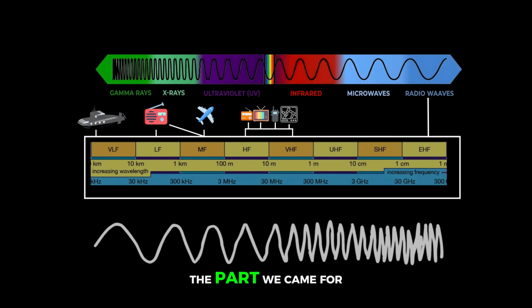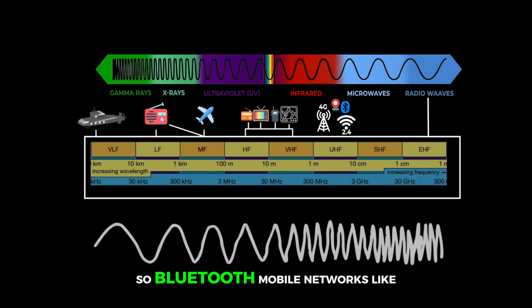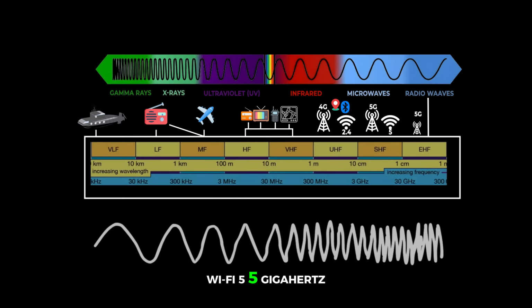Okay, now we move to the part we came for, the modern wireless zone. Sorry for taking so long to reach this, but I had to explain everything before to make it all make sense. So, Bluetooth, mobile networks like 4G, GPS, and regular Wi-Fi, 2.4 gigahertz, all fall under UHF. Wi-Fi 5, 5 gigahertz, and parts of 5G networks fall under SHF and EHF, the extremely high frequency ranges.